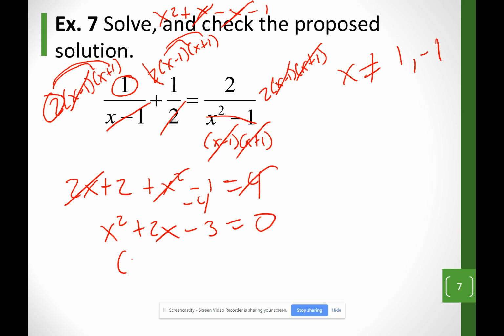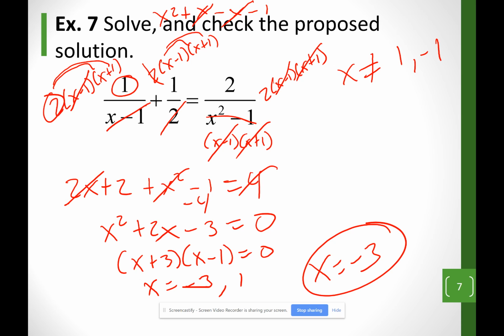I can factor this as x plus 3, x minus 1. So I'm going to say that x is going to be equal to negative 3 or positive 1. I cannot choose positive 1. So my answer is x equals negative 3.